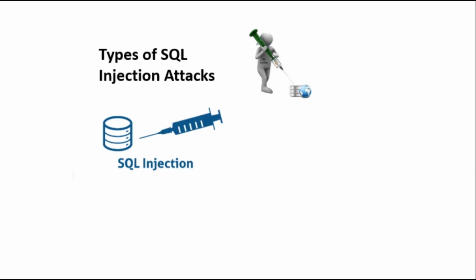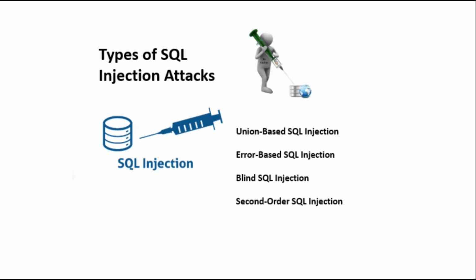Types of SQL injection attacks. 1. Union-based SQL injection, that combines query results to extract sensitive data. 2. Error-based SQL injection, that exploits database error messages to gain insights. 3. Blind SQL injection. This uses logical conditions or delays, time-based, to infer data. 4. Second-order SQL injection. An injected input that is stored and executed later. 5. Cookie and header SQL injection. SQL code that is inserted into cookies or HTTP headers.